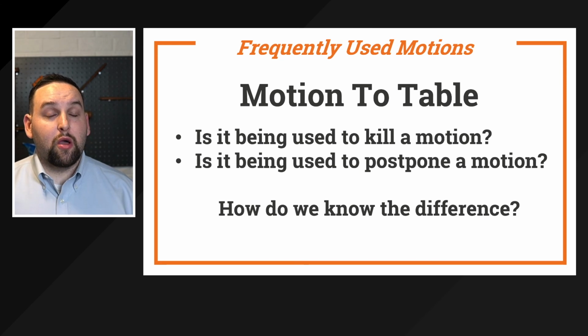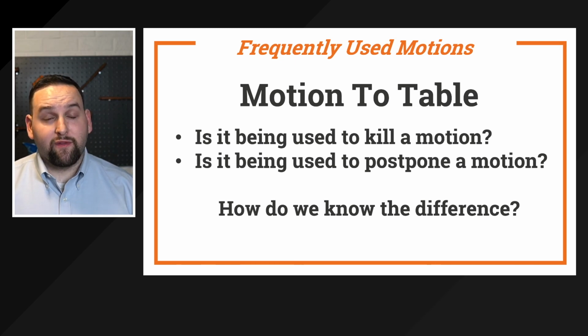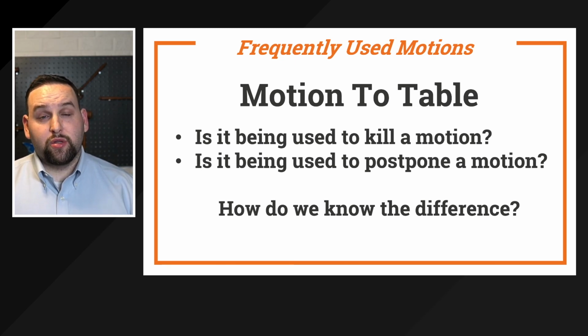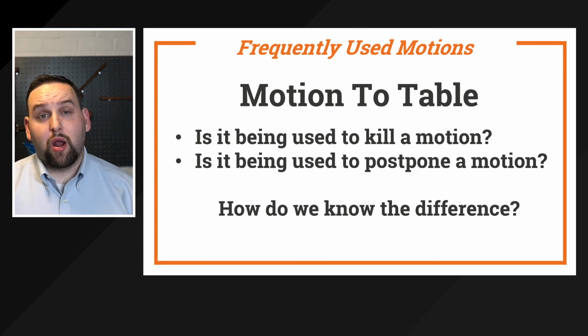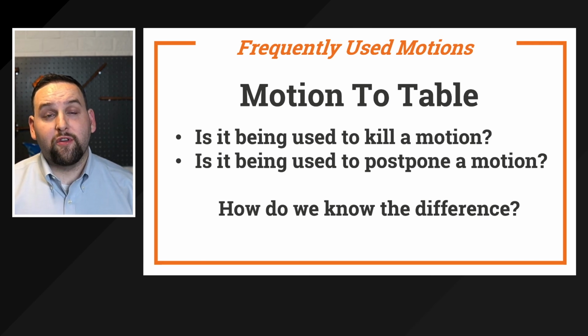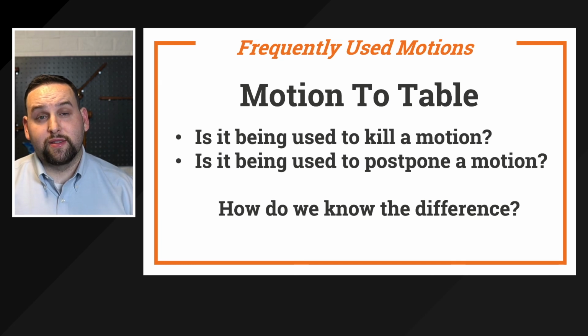When this motion is used, most often it's to do one of two things. It's either being used to kill a motion, or it's being used to postpone a motion. But when the motion is being made, how do you know the difference? If the maker of the motion, the person wanting to table, is wanting to kill that motion, if they don't say that, then it should be placed on the table to be brought back up at a future meeting. Or if they're wanting to postpone the motion to a future meeting, and the person who's taking the minutes or the person who's preparing the next meeting's agenda doesn't know why the motion to table was adopted, they may not include it on the next agenda.